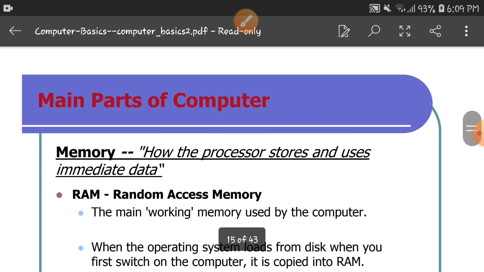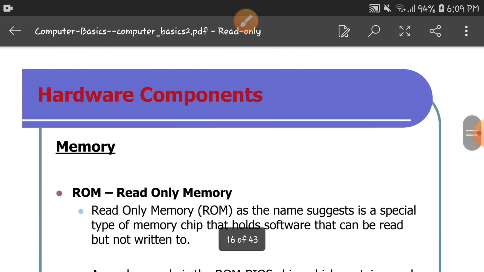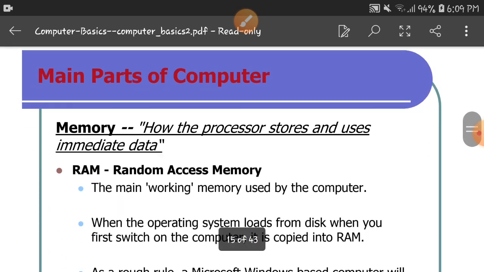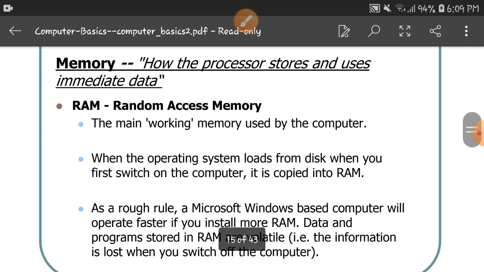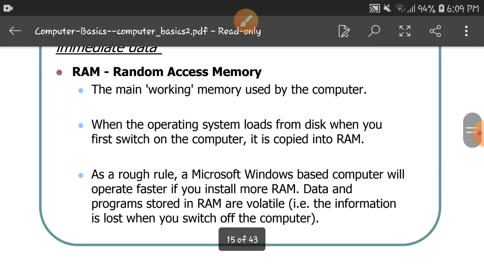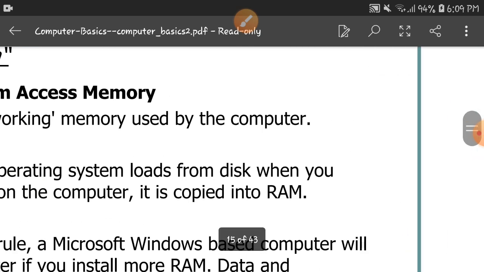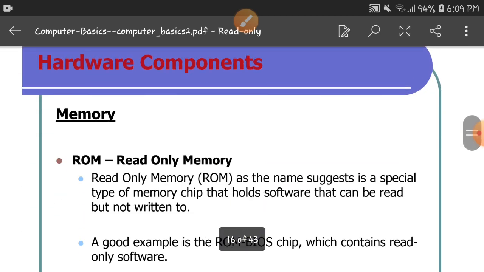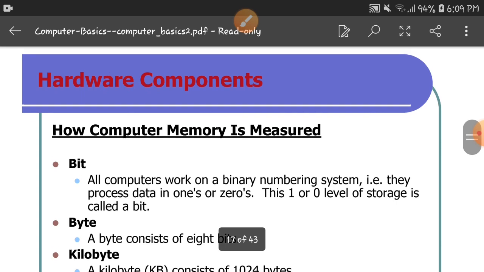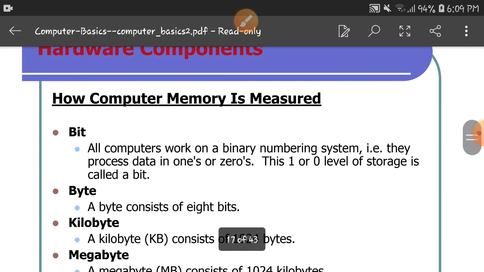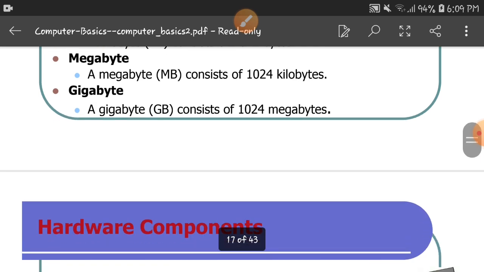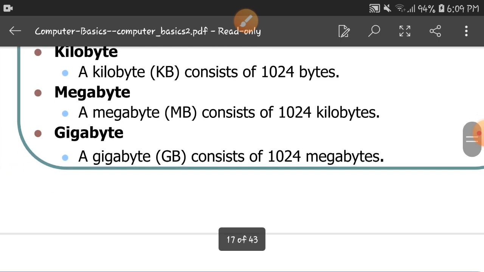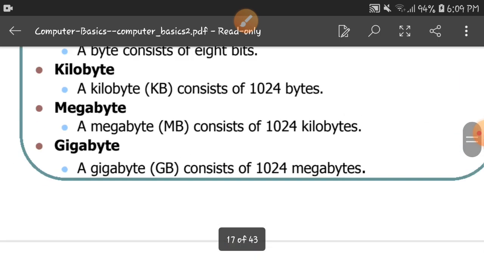Main parts of computer are basically memory, random access memory, and ROM. ROM is read-only memory. These are two main parts and very, very important. RAM is the main working memory used by the computer: when the operating system loads from disk when you first switch on the computer, it is copied to RAM, random access memory. So that is how the processor stores and uses data. We can divide the computer memory into the following: bit, byte, kilobyte, megabyte, gigabyte. A kilobyte consists of 1024 bytes, a megabyte consists of 1024 kilobytes, and a gigabyte consists of 1024 megabytes.